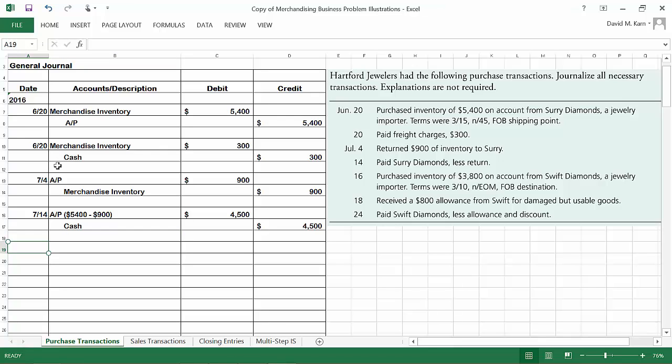Okay, so then we get to the 16th of July, so we'll put that here. And it tells us that we purchased inventory of $3,800 on account from Swift Diamonds, a jewelry importer. Terms were 3/10 net end of month, FOB destination. Okay, so in this case, we have a 3% discount if we pay within 10 days. Otherwise, the full amount is due at the end of the month. And in this case, because it's FOB destination, the seller is paying for the shipping charges. So we won't have to worry about them here. Okay, so on this, we're going to debit our merchandise inventory.